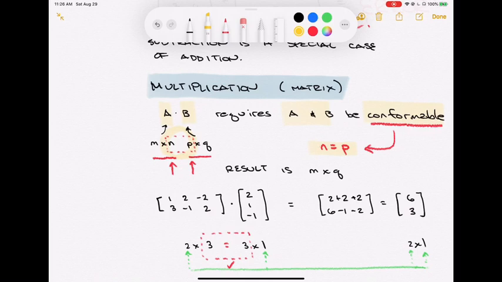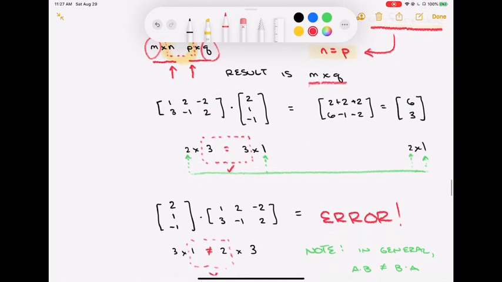I would also say that when we take that kind of interior equality, so when we look at that N being equal to P, that's the requirement so that the multiplication can occur. What's the dimensionality of the result? Well, if you look at those remaining dimensions, that M and the Q, that actually will tell you the resulting dimension. So the result is an M by Q result. So let's go ahead and show this by an example.